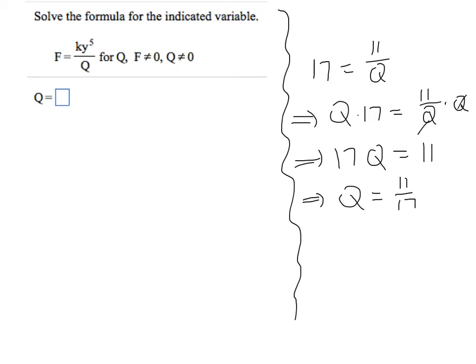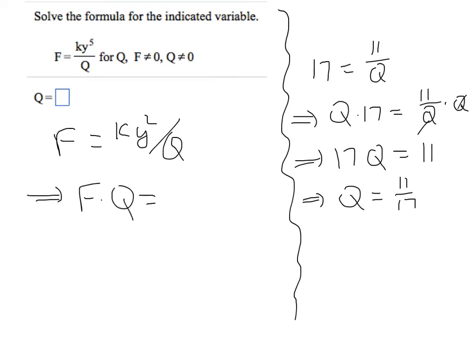So if I take that as a strategy and bring it over to the problem that I'm solving here, I'm starting off with f equals ky squared over q. My first step here was to multiply both sides by q. So I can do the same thing here. So f times q is ky squared over q times q. I've multiplied both sides of this equation by q. Just like here, I multiply both sides of this equation by q.